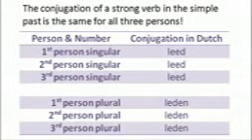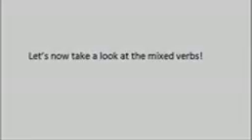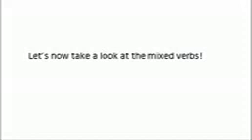A schedule which shows us the conjugation of the verb lijden in simple past tense. You can see that the conjugation of a strong verb in the simple past tense is the same for all persons. It only differs when you change the conjugation from singular to plural and vice versa. Let's now take a look at the mixed verbs.